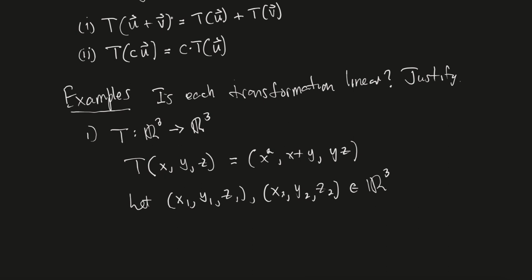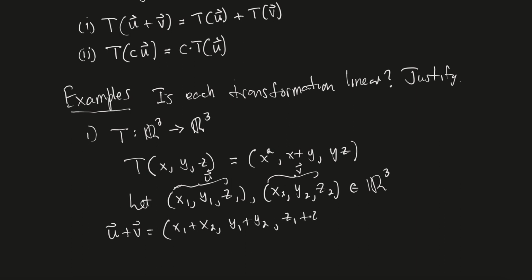All right. So let's do the operation on the left hand side and see what we get. First I have to add them together. In fact, let me call this one u and this one v. So u plus v, well, we know how to add those two vectors together. We take x1 plus x2, y1 plus y2, and z1 plus z2. So that's our basic vector addition.